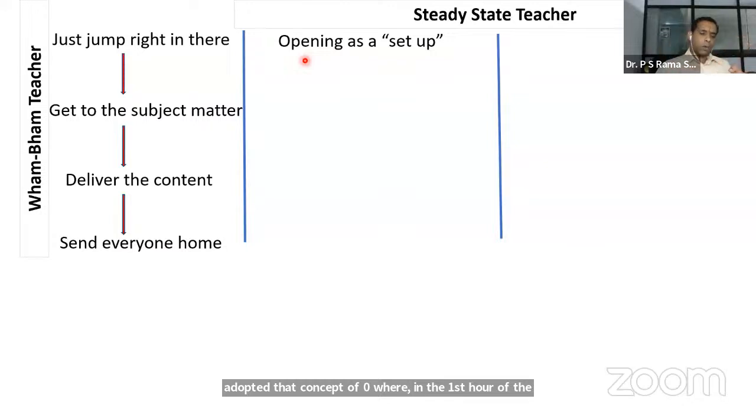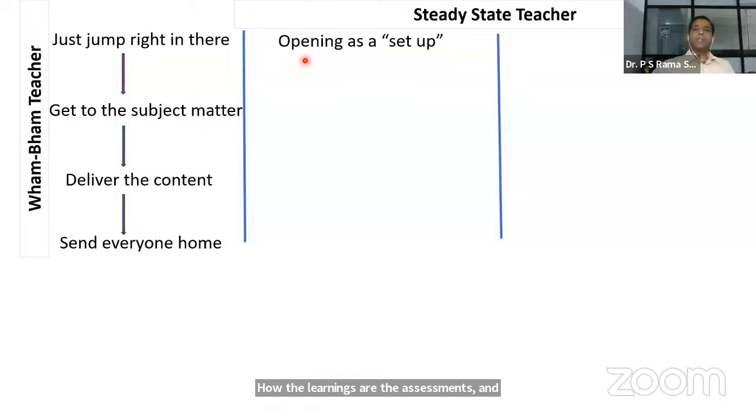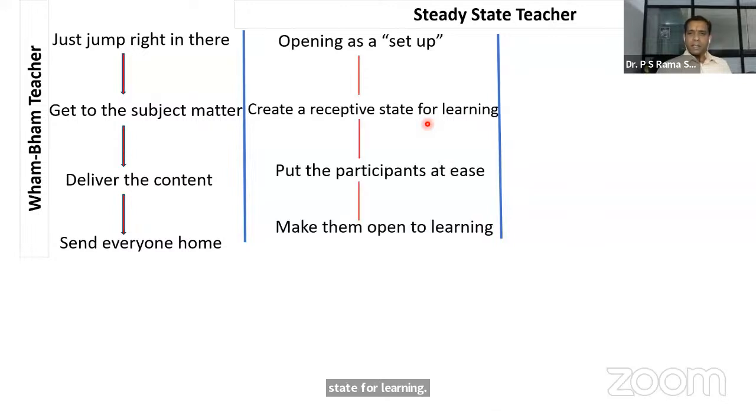We only speak of the course objectives, the program objectives, how this maps with this, what the action verbs are, by the end of this what you are going to learn, what the assessments and evaluations are, and how they are linked up with this. The student gets a complete, clear understanding of this, right? Opening as a setup, and then create a receptive state for learning, and then put the participants at ease, and then make them open to learning.